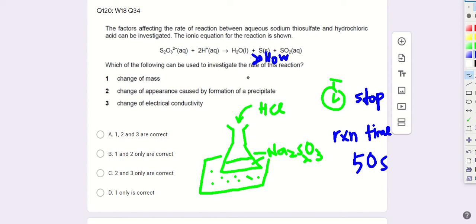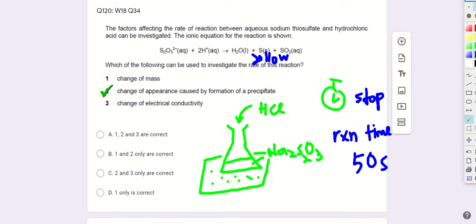Now, what we did here is we are using the change of appearance caused by formation of a precipitate to help us investigate the rate of this reaction in the lab. So the question asks which of the following can be used to investigate the rate of this reaction. So we use this in the lab, so number 2 can be used to investigate the rate of this reaction.